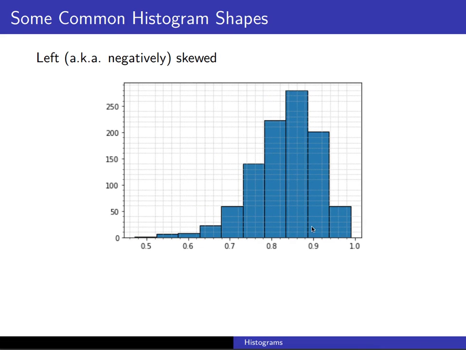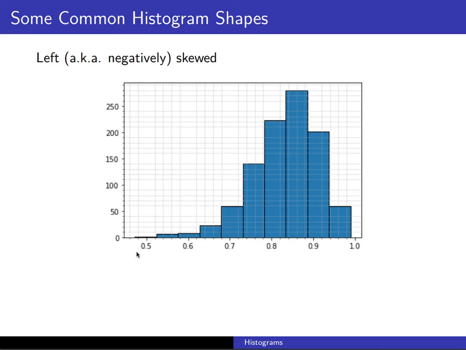We also have what's known as left or negatively skewed. We saw that with right skew, most of the data was on the left side, and then it started to tail off as we went to the right. Here, most of our data is on the right, and then it starts to tail off as we go to the left. If we have the bulk of our data on the right side, and then it tails off as we go to the left, that's called left or negatively skewed.